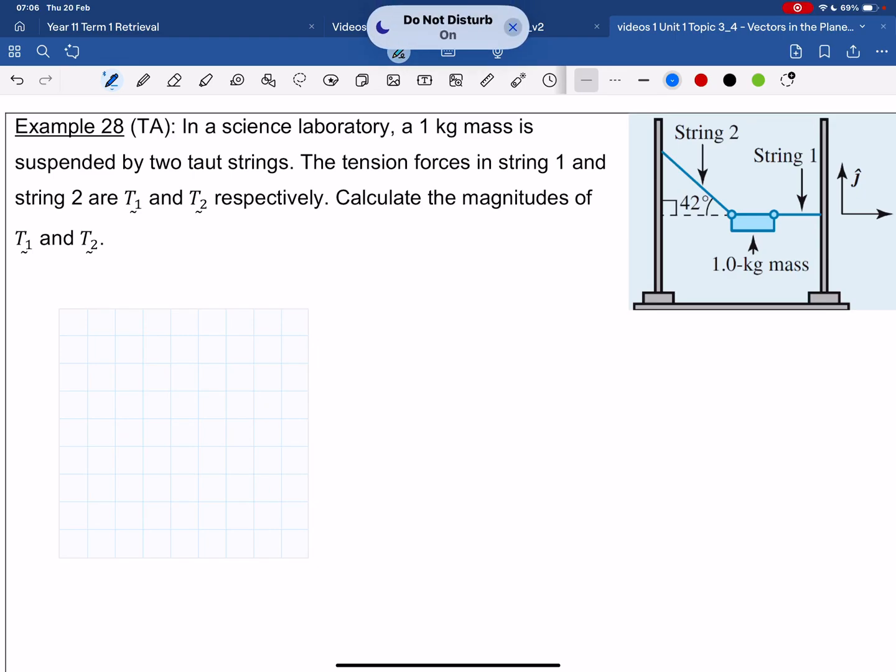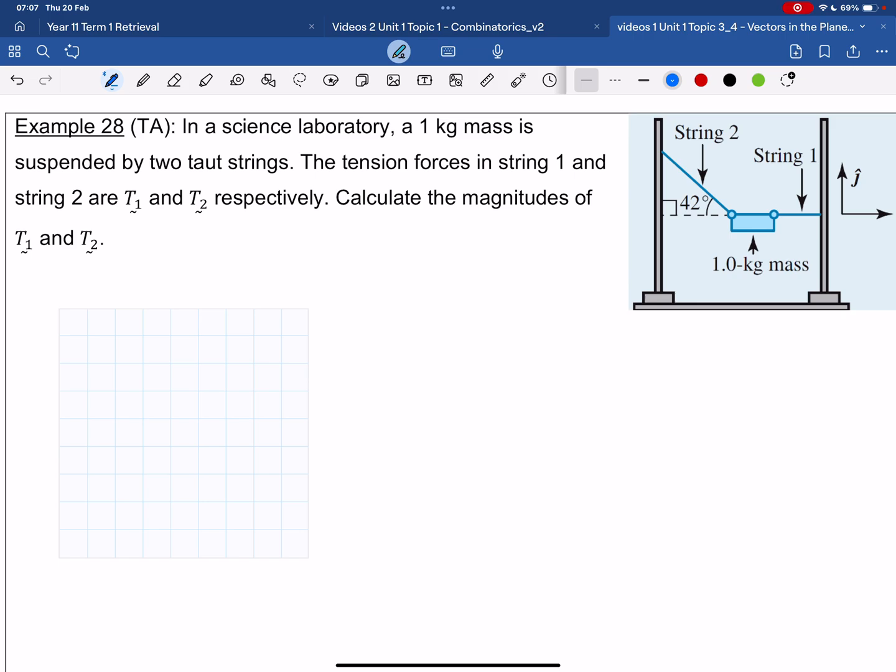In a science laboratory, a 1 kilogram mass is suspended by 2 taut strings. The tension forces in string 1 and string 2 are T1 and T2 respectively. Calculate the magnitudes of T1 and T2.